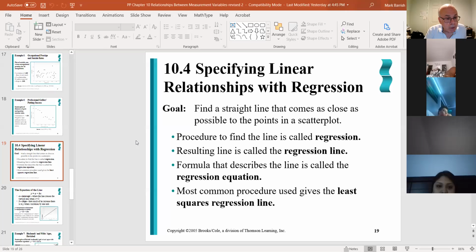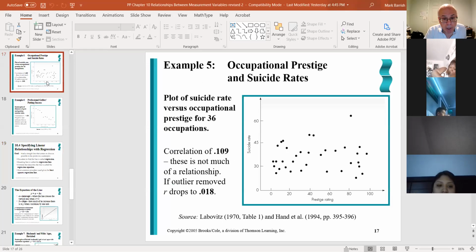All right. So I think this is where we left off last time. We were talking about the relationship between two variables, where we would, let's just go back a little bit here. We would have suicide rate on the y-axis, prestige rating on the x-axis. And we would have these xy points that we plot just like we did in algebra. And then we would calculate what's called the correlation, r, which is the strength and direction of this quantitative relationship.